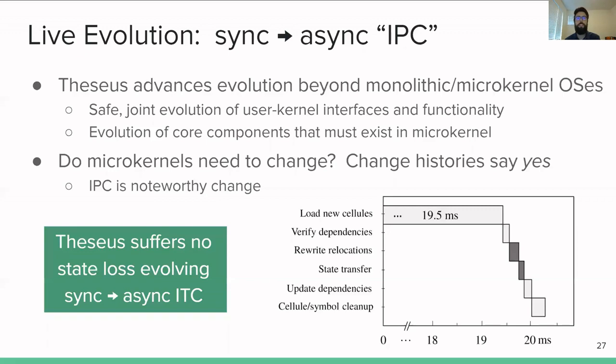This case study demonstrates several things. One, that Theseus can evolve a fundamental OS primitive that must exist within a microkernel, a kernel API that necessitates joint evolution of dependent user space and kernel components, and a very widely used component, all the while preserving the execution context of tasks that depend upon it. The execution delay imposed by this evolutionary procedure is under a quarter of a millisecond, indicated by the middle two shaded stages in the timeline graph on the bottom right.